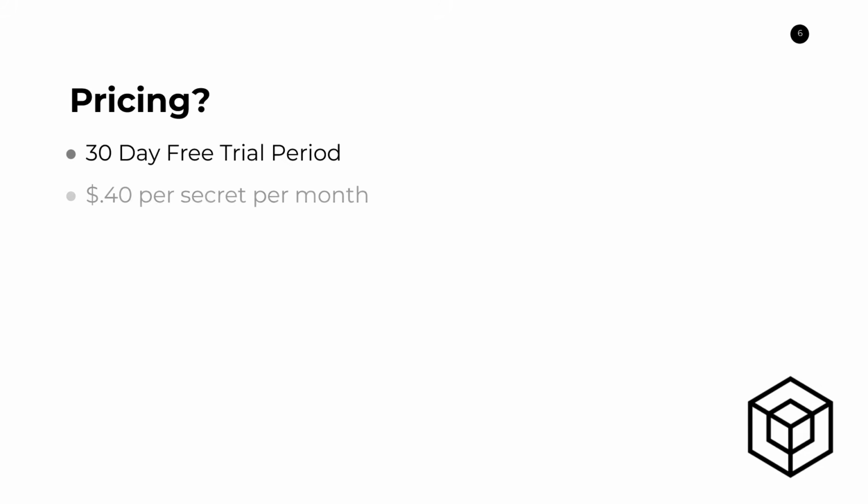Now, before we get into the console, I just want to talk about pricing really quick because it is important to know about. Secrets Manager is a candidate for a 30-day free trial period. Within 30 days of creating your first secret, everything is totally free. You can create as many secrets as you want and use the API as much as you want. But after that, it's 40 cents per secret per month.